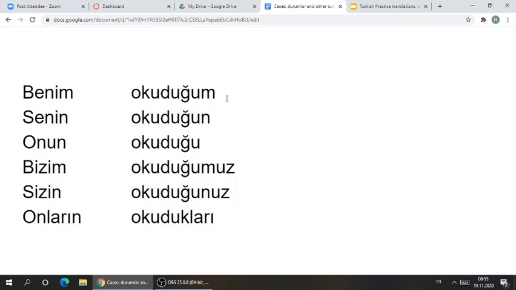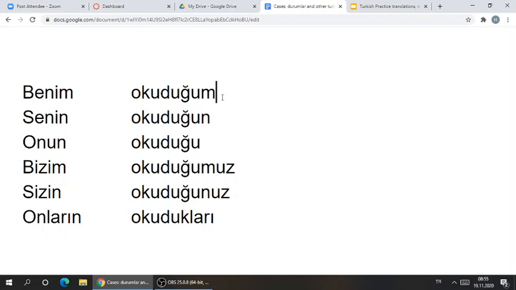So let's go over benim, senin, onun, bizim, sizin, onların. Okay, benim. That I am reading, okuduğum. That you are reading, okuduğun. That he is reading, okuduğu. That we are reading, okuduğumuz. So nothing of okuduğuz, okay? It's okuduğumuz. Sizin, that you guys are reading, okuduğunuz. And that they are reading, okudukları.